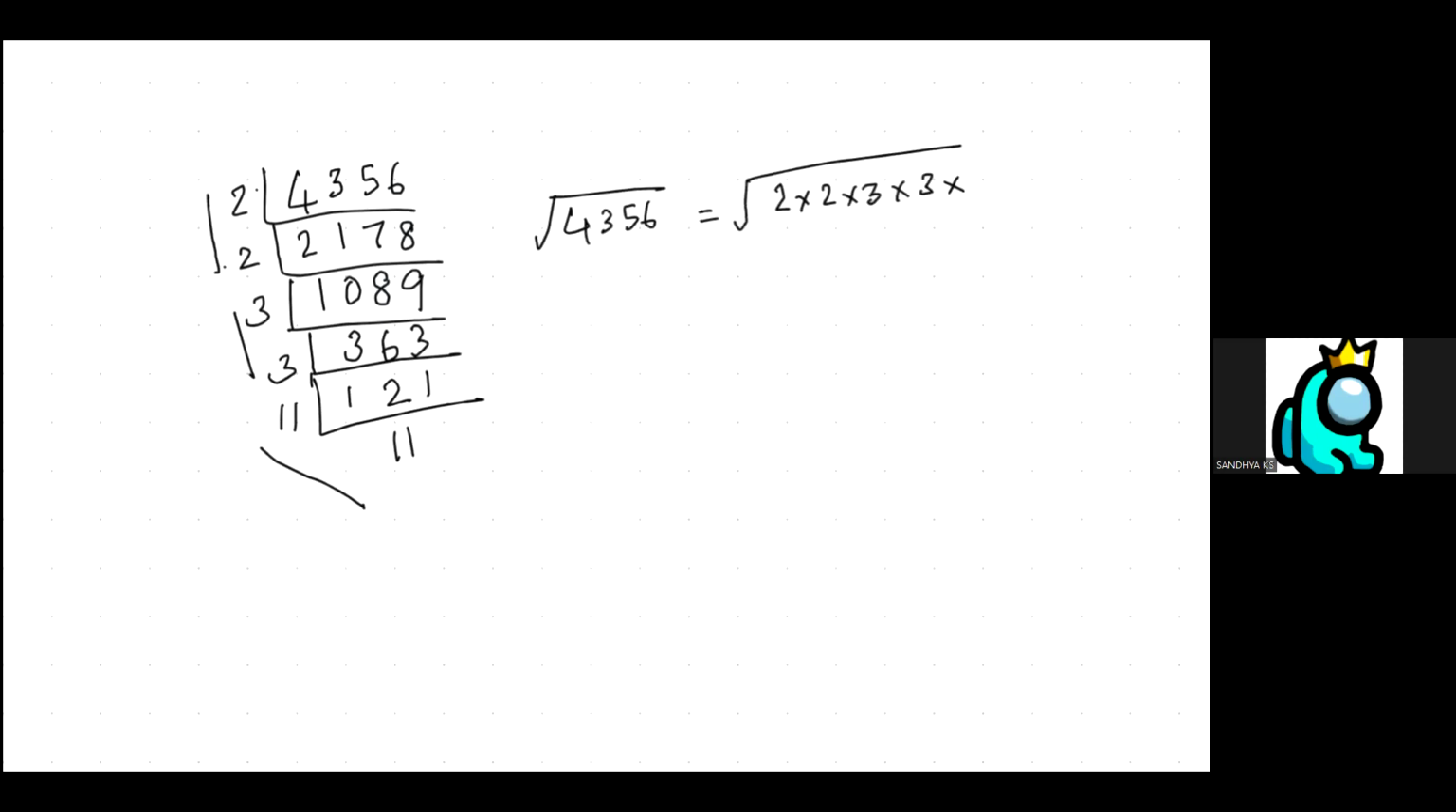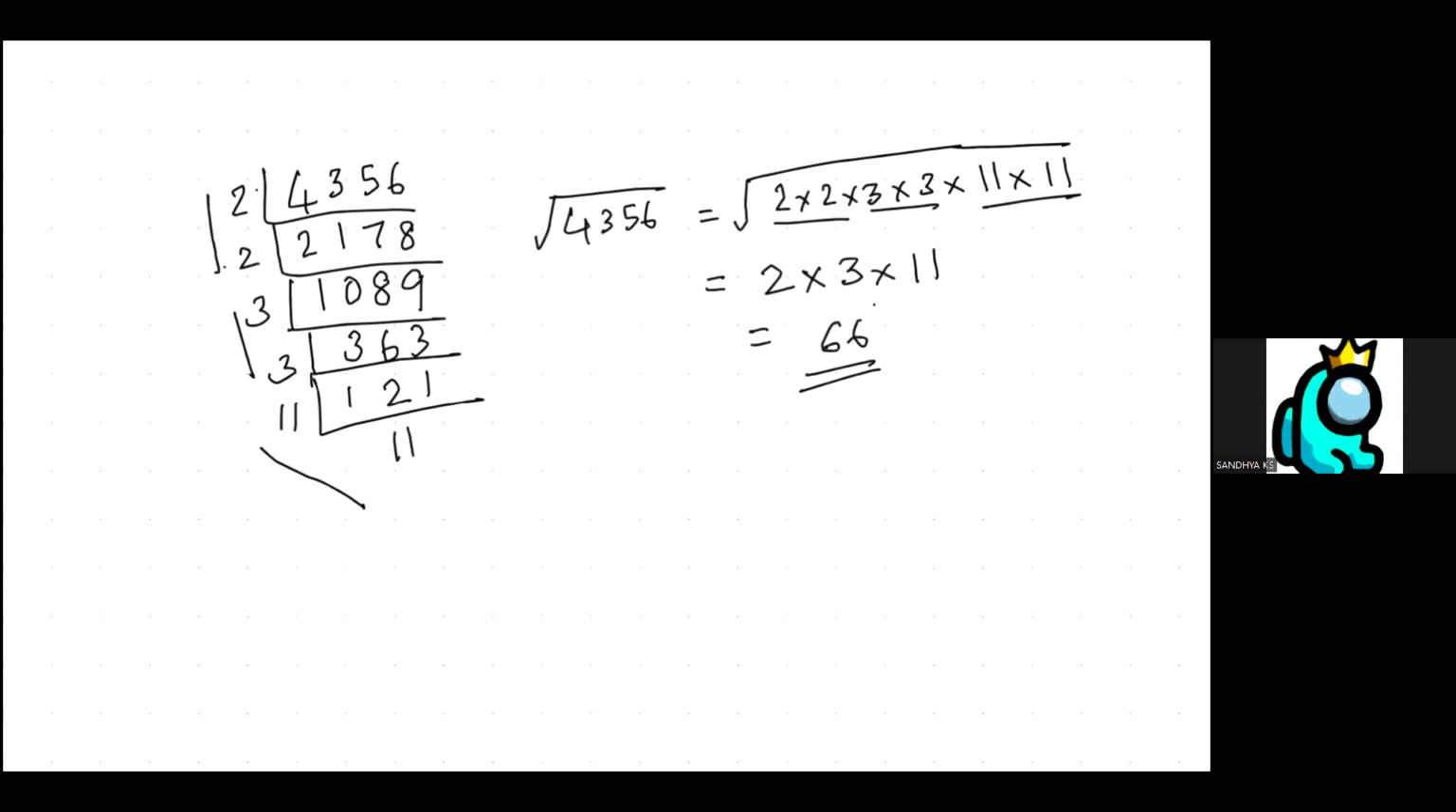So to find the square root, here 2 2s are there. So I will take 1 2 outside, 2 3s, 1 3 outside, 2 11s, 1 11 outside. 2 into 3 is 6, 6 into 11, 66. So square root of 4356 is 66. If they ask you to find the square root, then you find the square root. Otherwise, no need to find the square root.